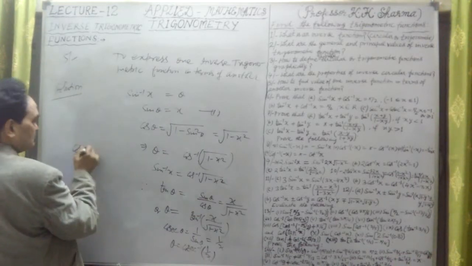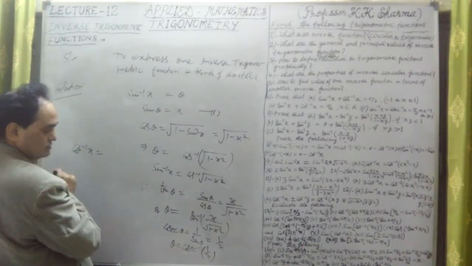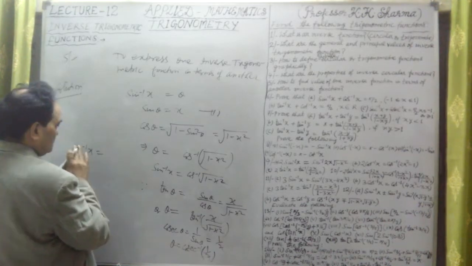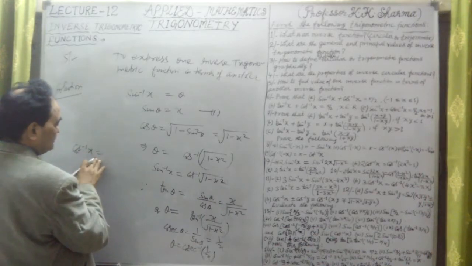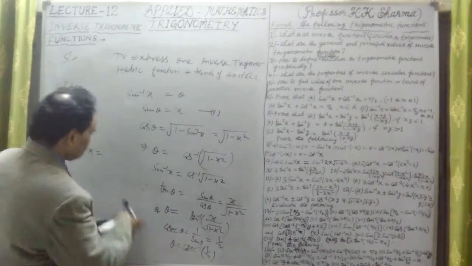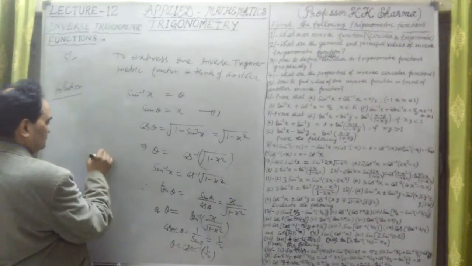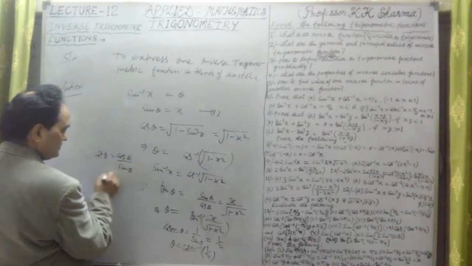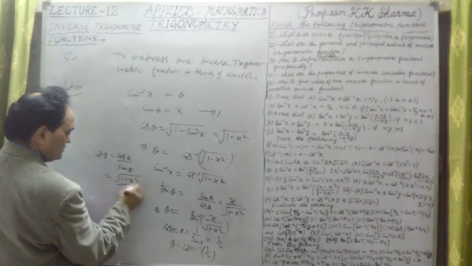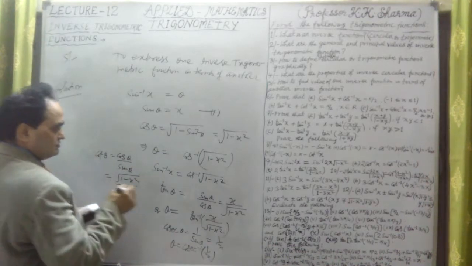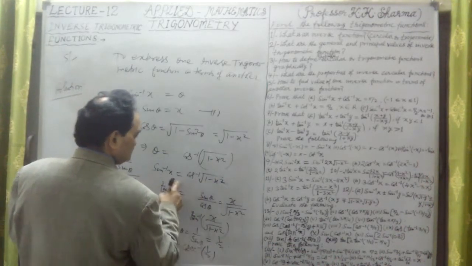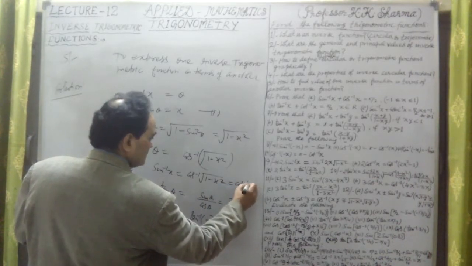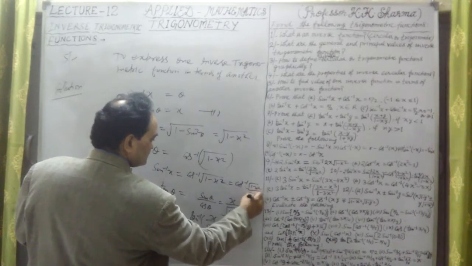And cot inverse x, if I take cot inverse x, we have taken here sine theta equal to x, so cot theta equals cos theta upon sin theta. That means under root 1 minus x square upon x. That means cot inverse x equal to, here this is cot inverse of under root 1 minus x square upon x.